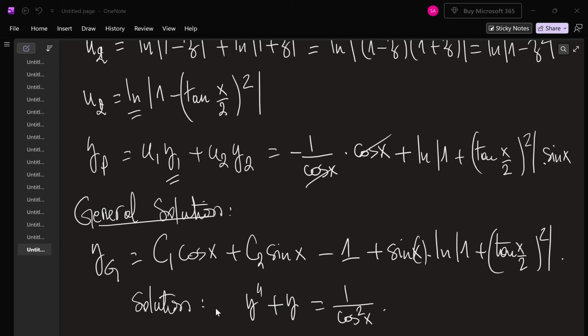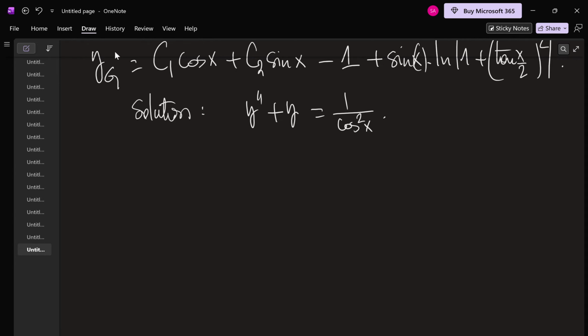In u2, if you add constants, it does not make any sense. Why? Because you are looking for a particular solution. We add constants when we are looking for the general solution. So in the particular solution, we only want to find one solution that we add to the homogeneous solution to get the general solution.